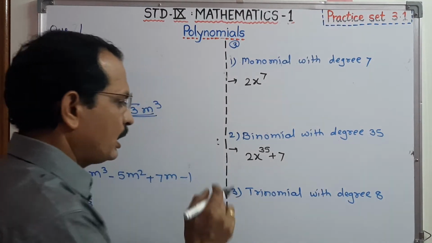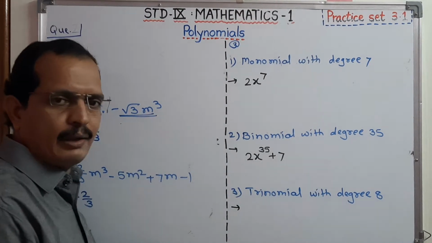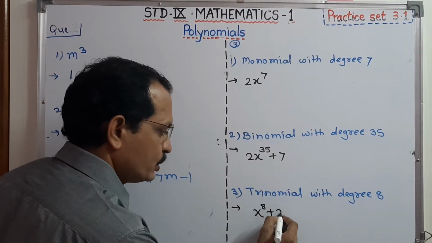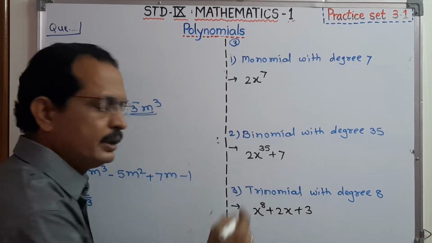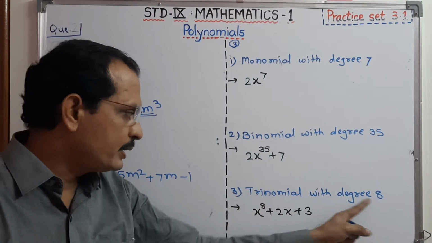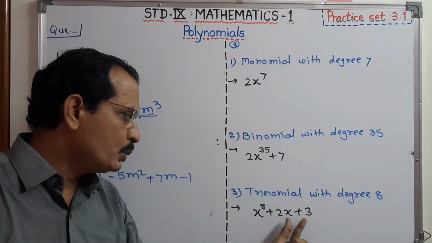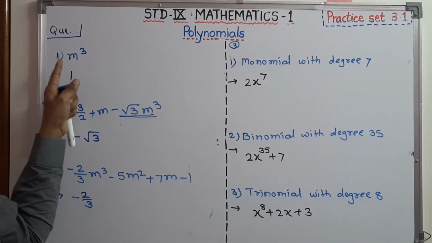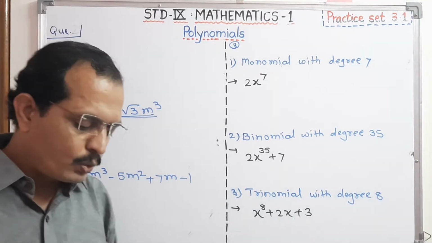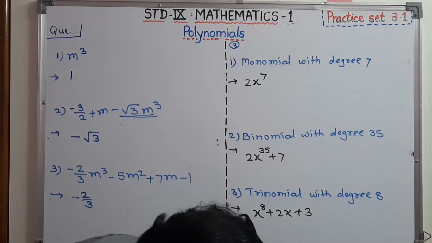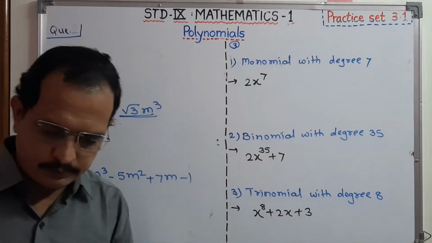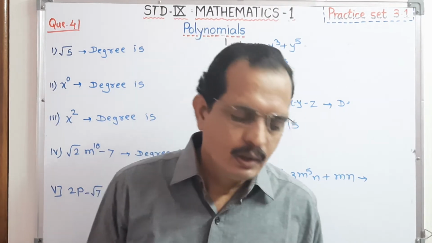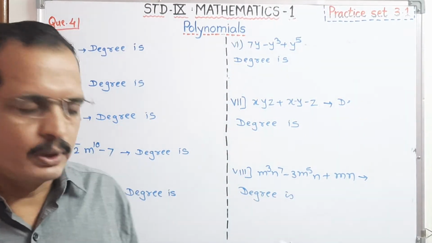Now see here, a trinomial with degree 8. Now you can tell me. See here, x raised to 8 plus 2x plus 3. Degree is 8 and there are 3 terms: 1, 2 and 3. Therefore, dear student, we have solved questions number 1, 2 and 3. Now we have to start with question number 4, which is the important one.